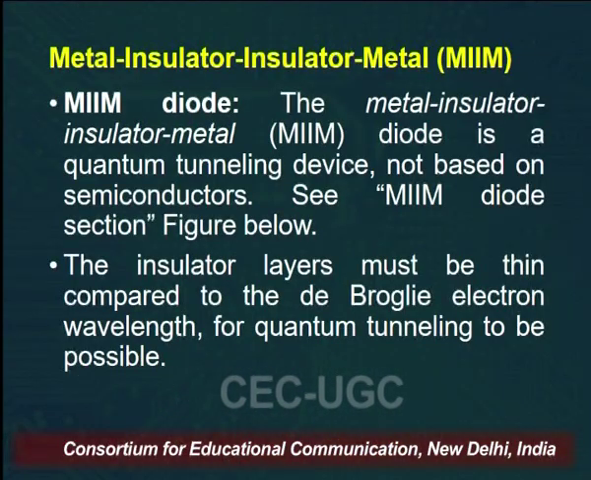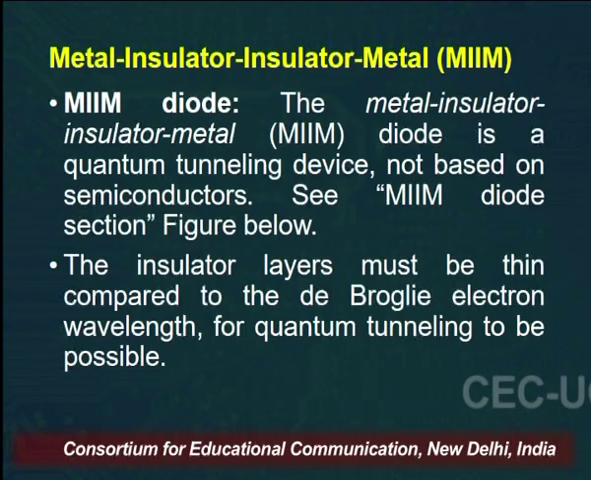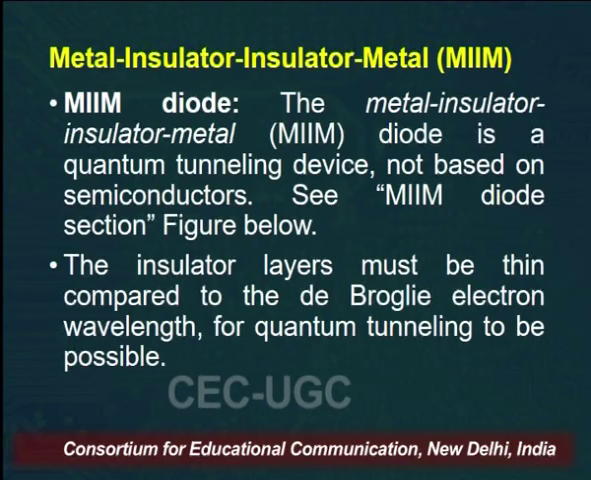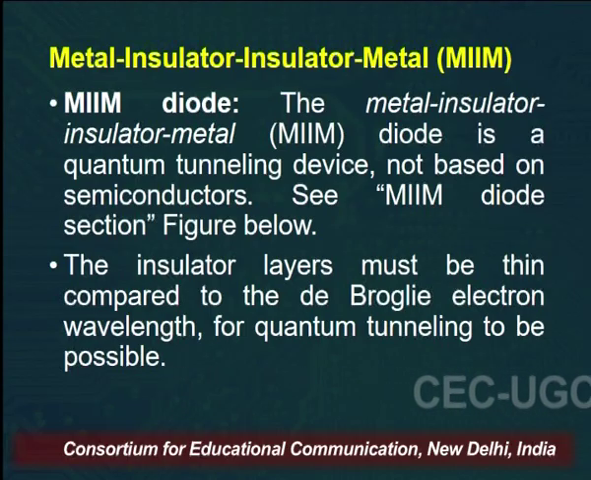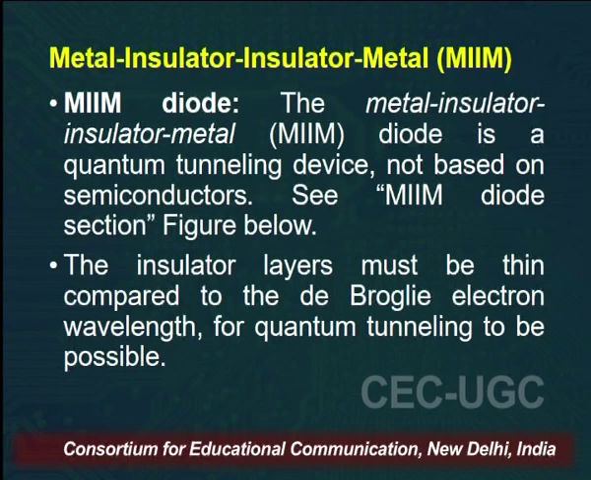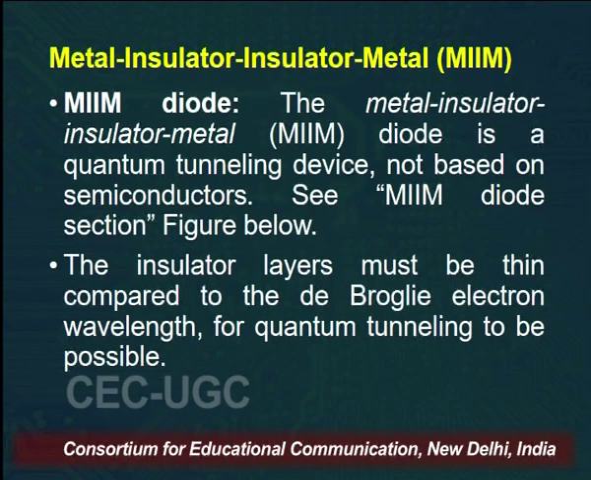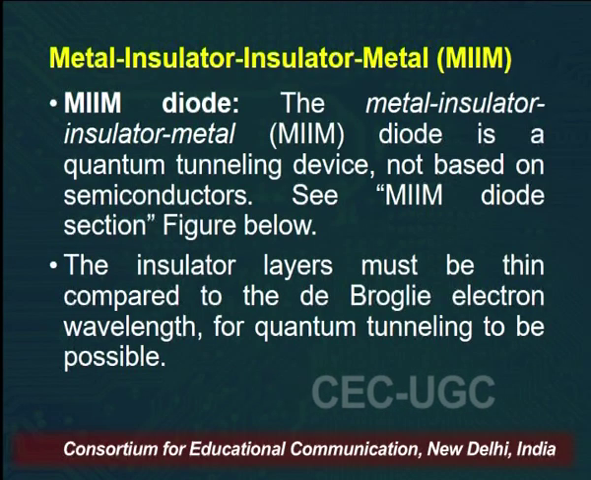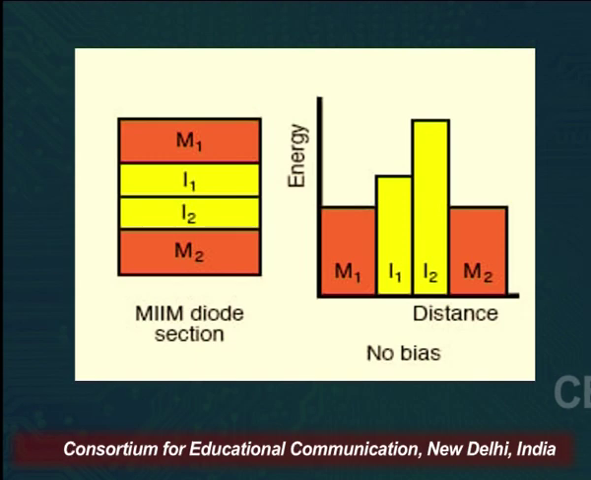Now, another one is the MIM diode, that is the metal insulator metal diode. It is one of the quantum devices that is also based upon the quantum tunneling process. The MIM diode is a quantum tunneling device not based on the semiconductor. So, we can see the MIM diode in the diagram.